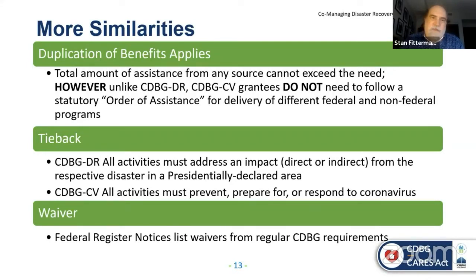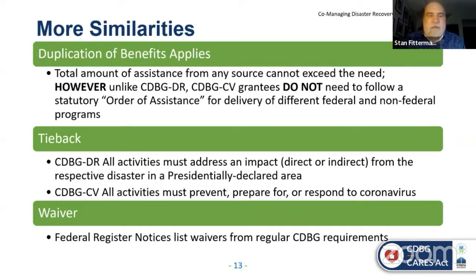So let's do a DR example. Someone's got $100,000 worth of repairs. They get $90,000 from insurance. You had told them you're going to do $20,000. That would be a duplication of benefits. You're giving them $10,000 more than they need for the repairs.